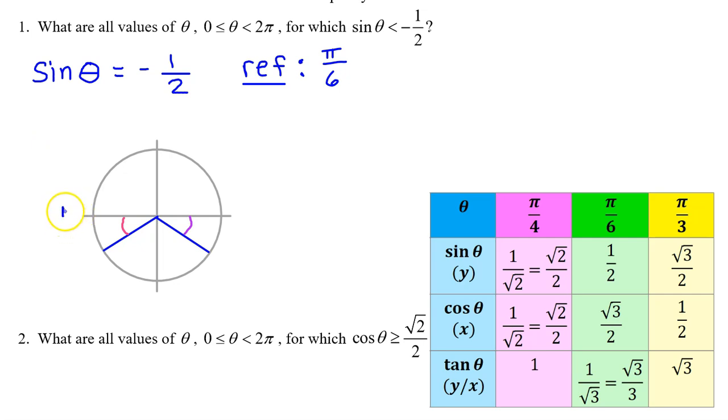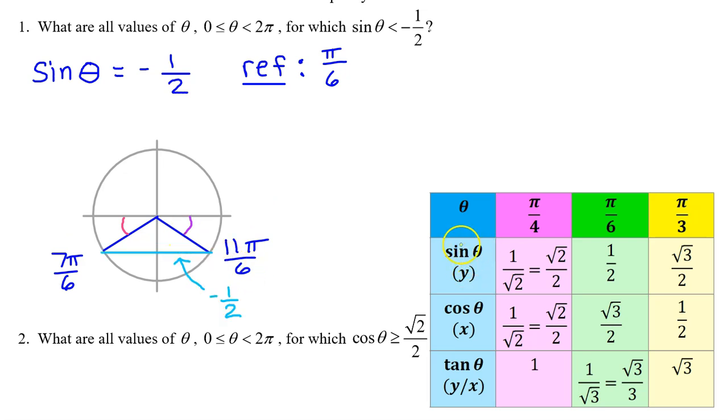We can think of pi as 6 pi over 6, so this angle in the third quadrant is 7 pi over 6. We can think of 2 pi as 12 pi over 6. So this angle in the fourth quadrant is 11 pi over 6.